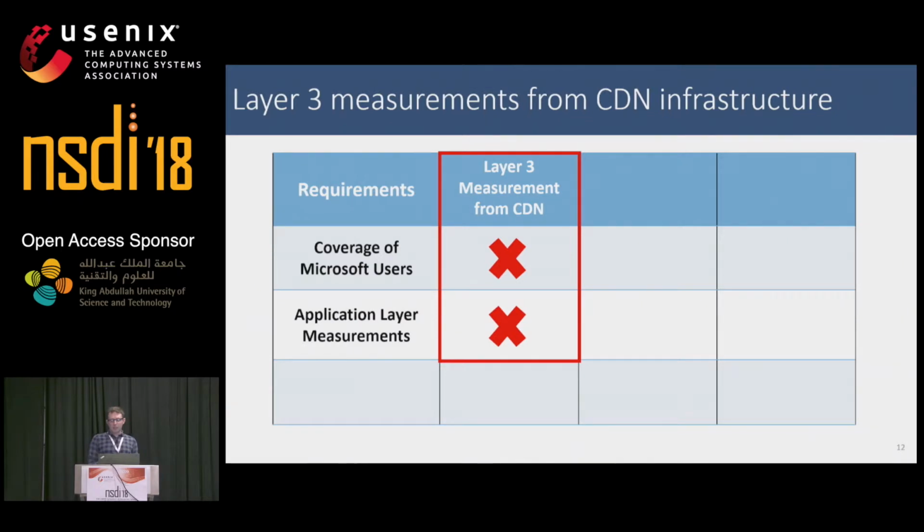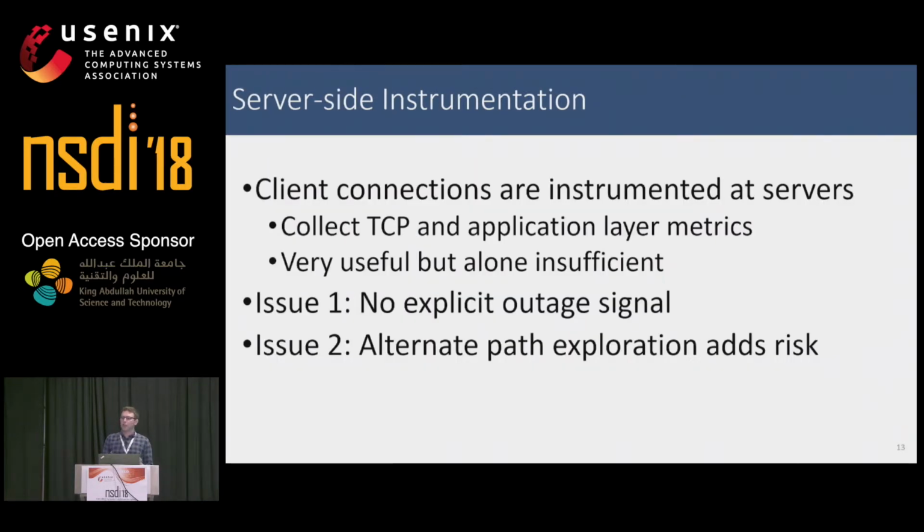So can we just instead measure the existing application flows using server-side instrumentation? And server-side instrumentation is a must, but it's insufficient by itself. And the first issue with it is that there's no explicit outage signal. So with server-side instrumentation, every time a client connects, you get a measurement. But when a client doesn't connect, it's difficult to detect whether this happened because of an outage or whether the client just didn't connect during that time period. And historical data tends to be much too noisy to detect things like transient or gray failures that may only be impacting a small number of clients.